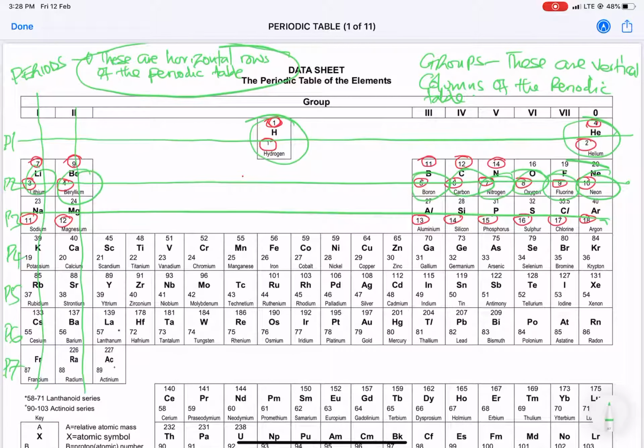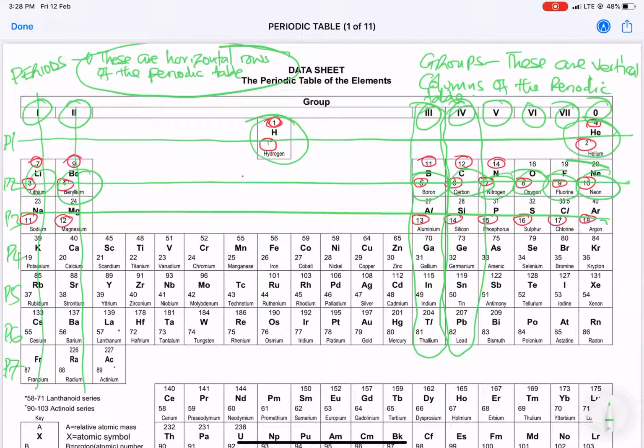And then there's a gap between group 2 and group 3. So we have this one here is group 3. It says group 4. So as you can see, groups are vertical columns of the periodic table. And we have 8 groups on the periodic table. So we have group 1, group 2, group 3, group 4, group 5, group 6, group 7, then group 8 or group O. So it is very important to take note of that.